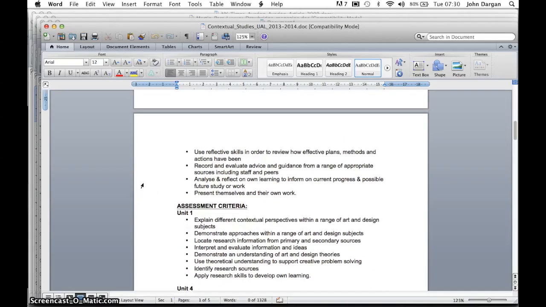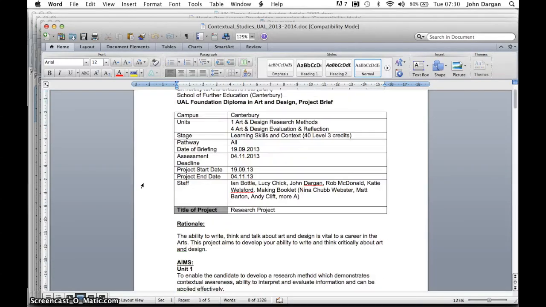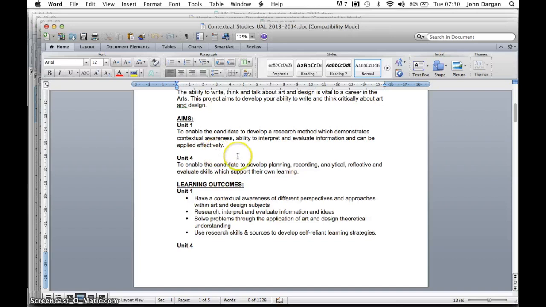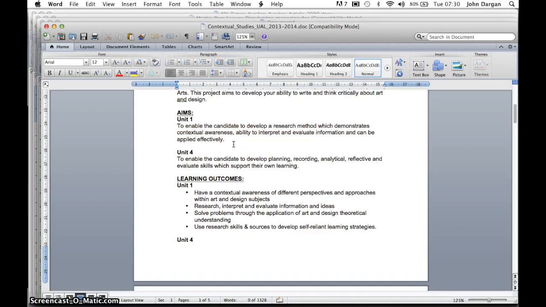Project brief for contextual studies. This is the foundation project brief. Unit 1 enables the candidate to develop a research method which demonstrates conceptual awareness, ability to interpret and evaluate, and how that can be applied in supporting your work in the studio.